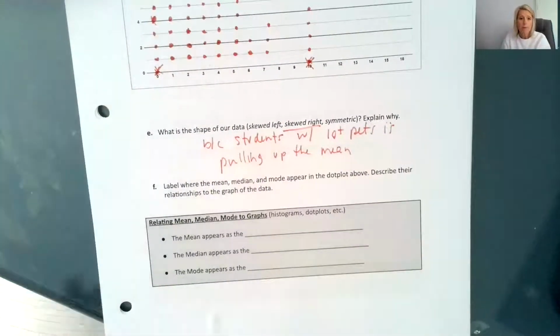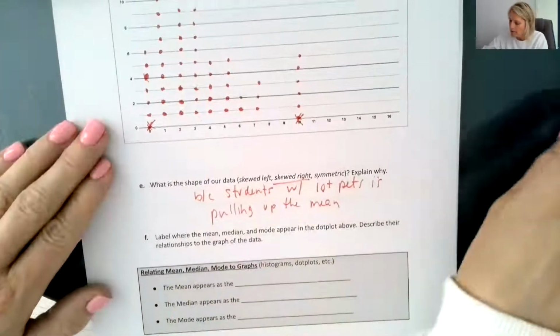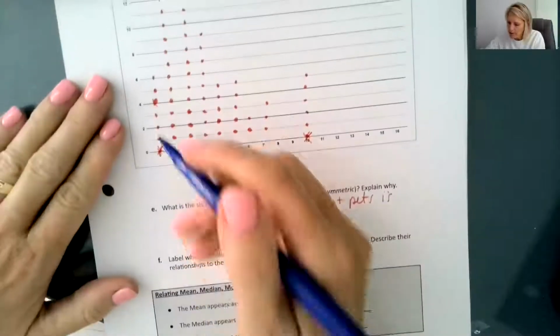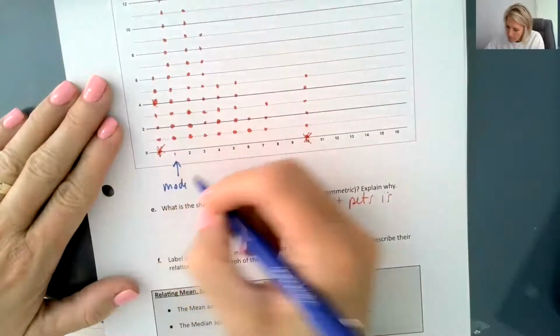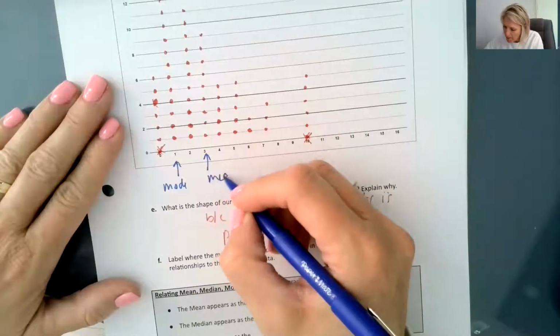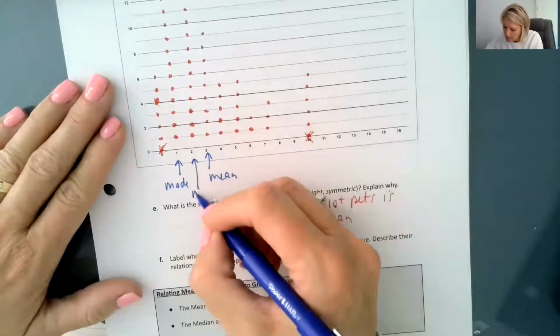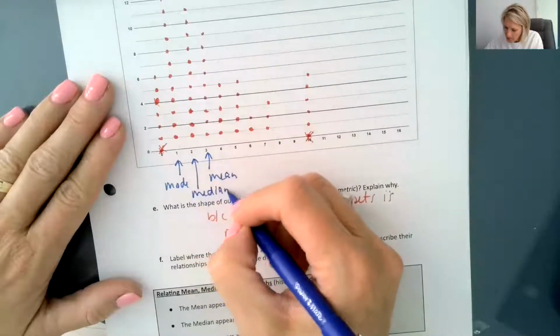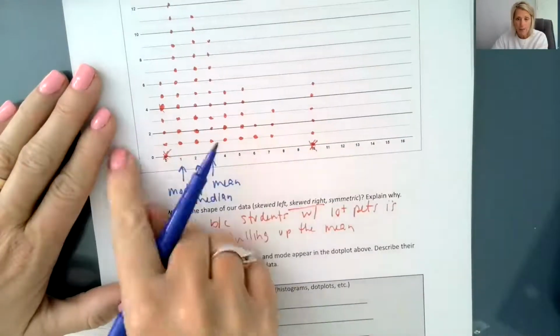So this is label where the mean, median, and mode appear in the dot plot above. Okay, so here's the mode for sure. 3.079, there's the mean. And the median was 2. And remember that the median is where half of the data is above that value and half is below.